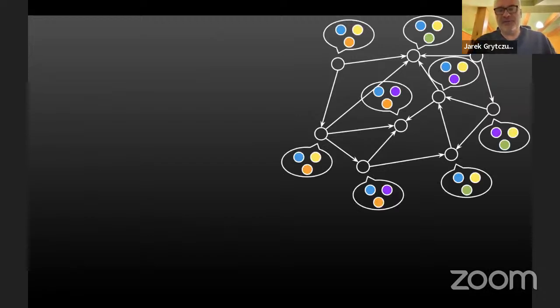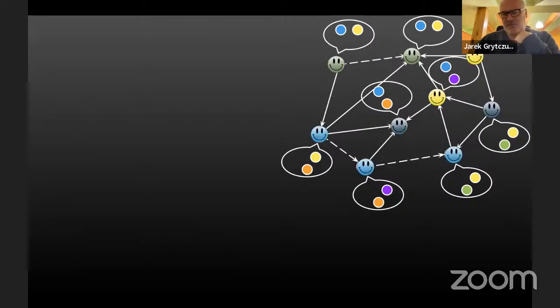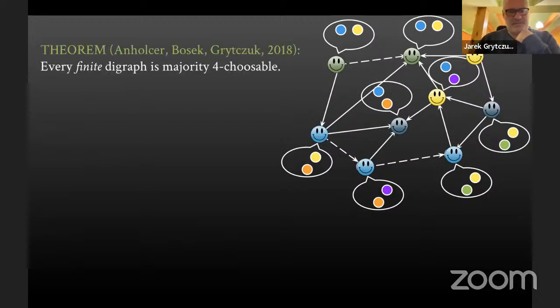Looking for the list version. In the same way, we can define the list version of the problem as in the non-directed case. I will quickly make this example. We are choosing colors from lists, and some edges are good, some are bad. We want to find such a coloring that every vertex is happy. And here is our result, which is quite close. This result solves a problem stated in the first paper where this problem was introduced.